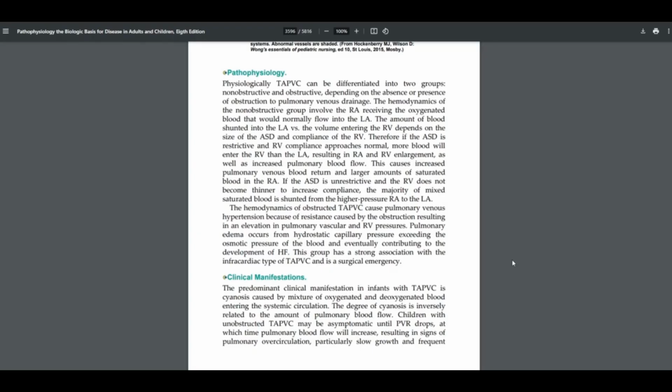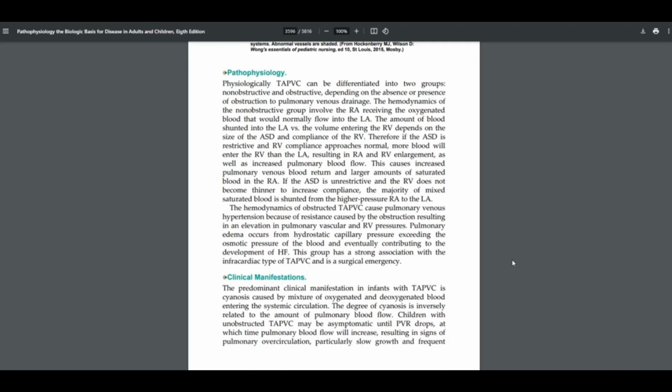The amount of blood shunted into the left atrium versus the volume entering the right ventricle depends on the size of the ASD and compliance of the right ventricle. Therefore, if the ASD is restrictive and the right ventricle compliance approaches normal, more blood will enter the right ventricle than the left atrium, resulting in right atrium and right ventricle enlargement, as well as increased pulmonary blood flow. This causes increased pulmonary venous blood return and larger amounts of saturated blood in the right atrium.